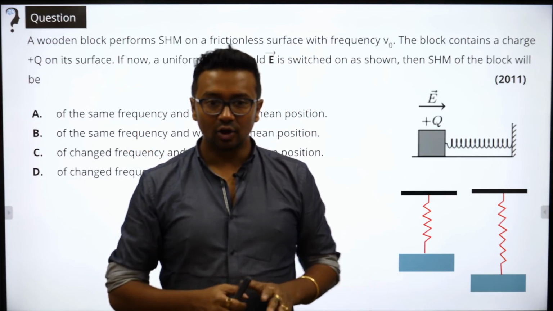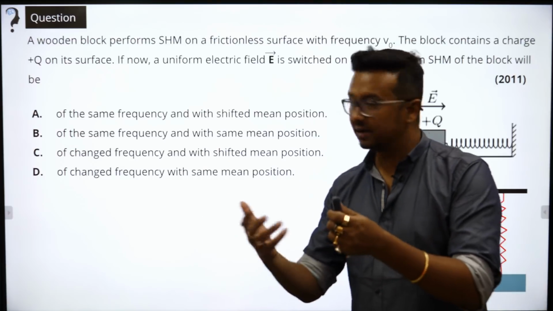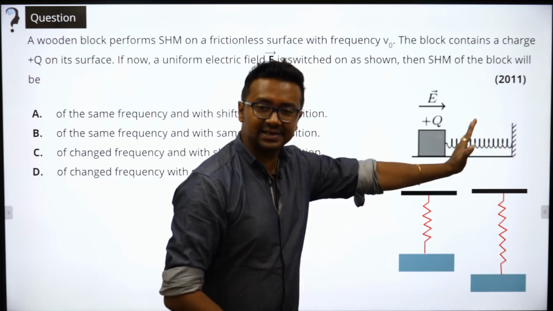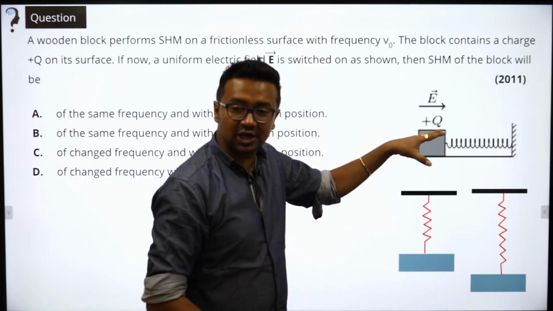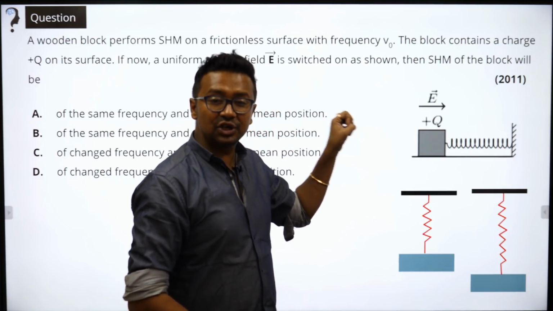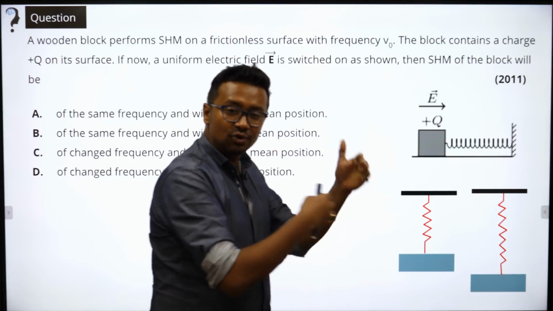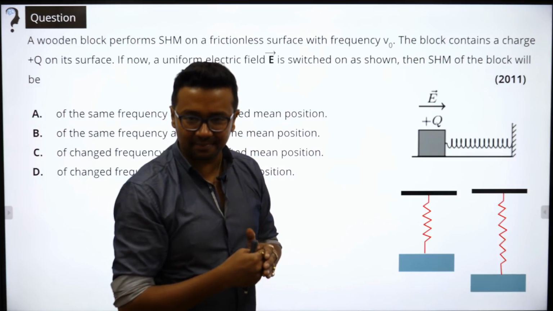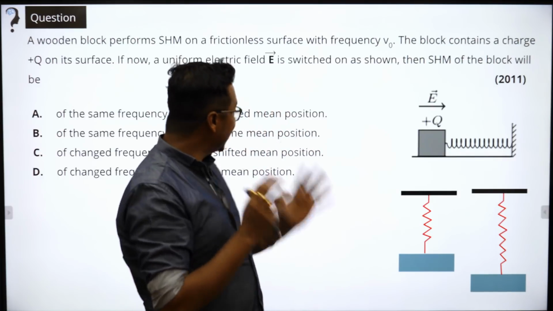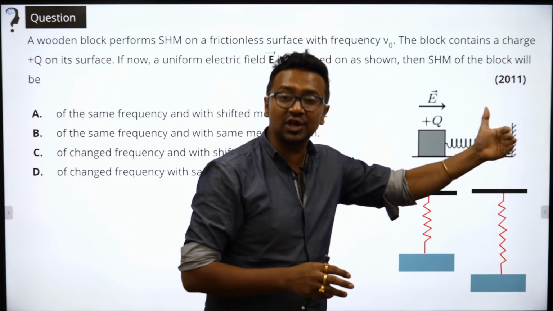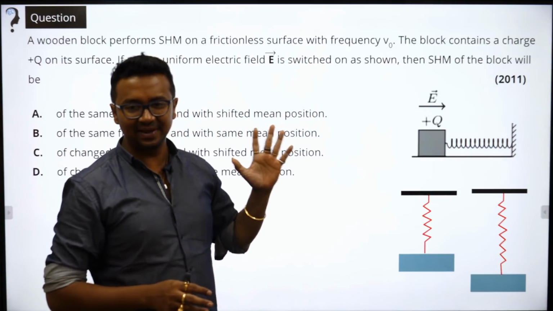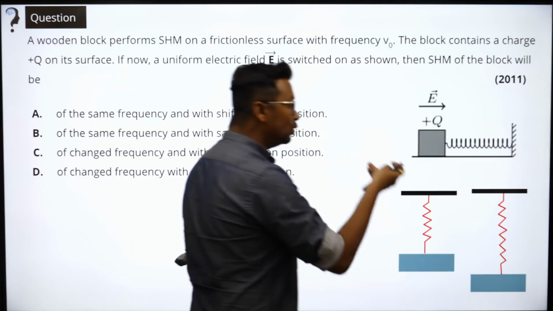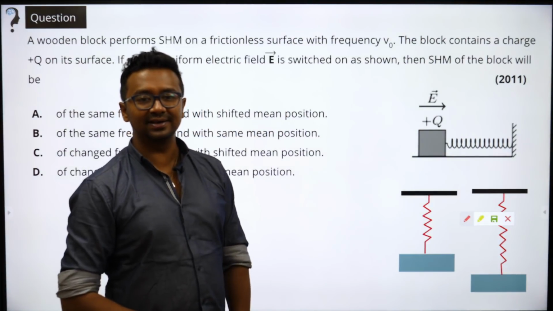All right Gaurav, I will tell you once again. This block was executing SHM and after that you gave it some charge plus Q, because of which they are now asking: due to the plus Q charge, is the frequency going to change or remain the same? Point number one. Second point, is the mean position going to shift or remain the same? Now, I say we do this question by the analogy method.